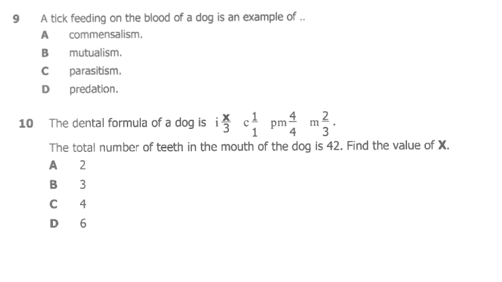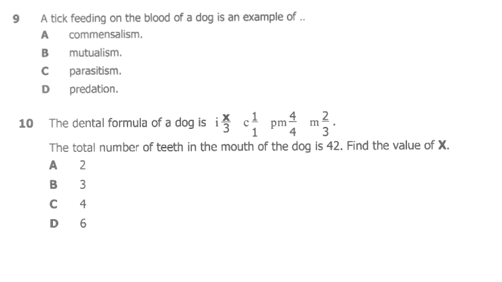Question number 9. A tick feeding on the blood of a dog is an example of A, commensalism, B, mutualism, C, parasitism, D, predation.